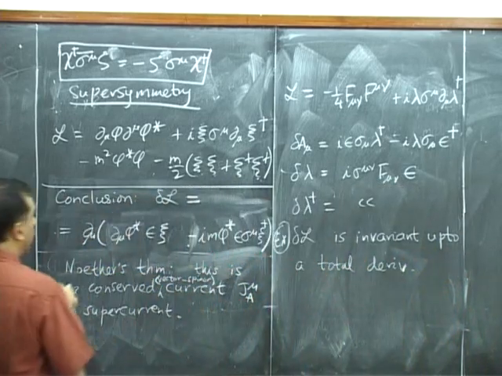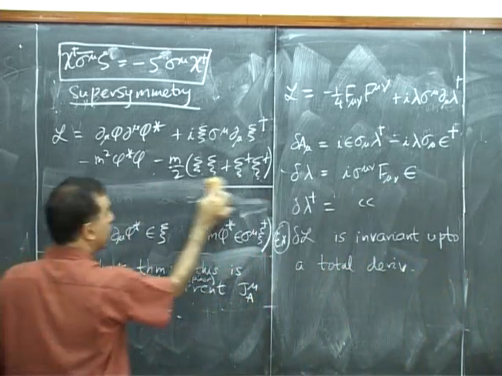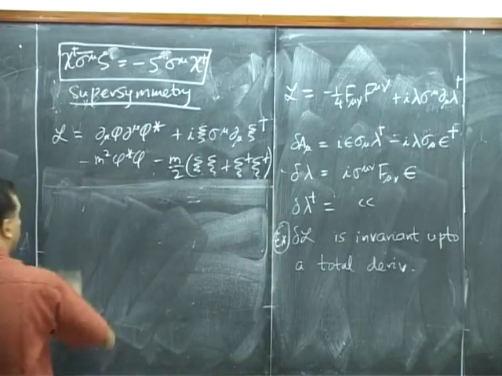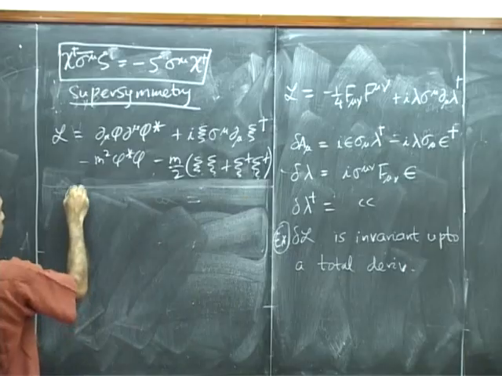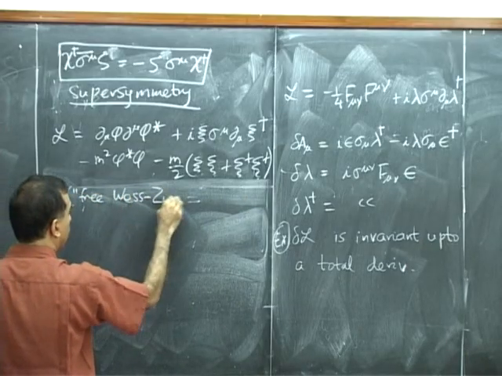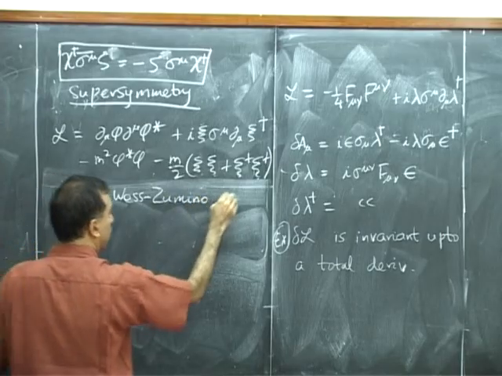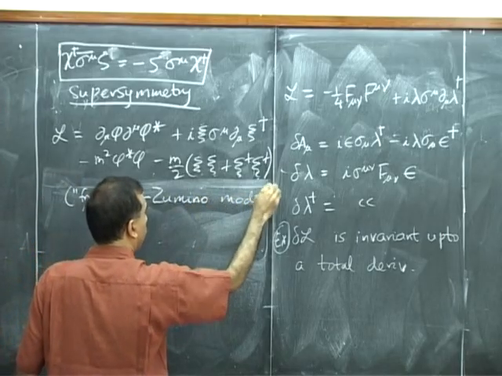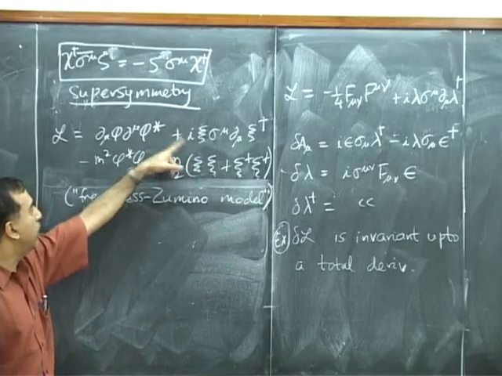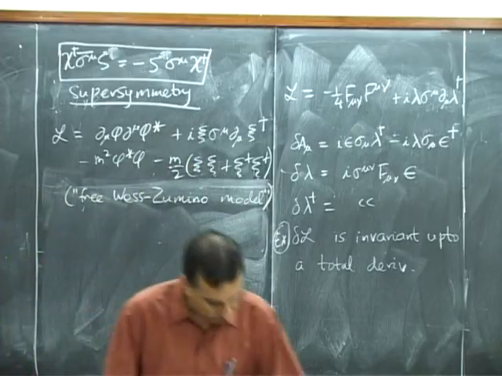Okay. Now let's get back to this one. Just to give it a name, this is called the free Wess-Zumino model. That means that there will be an interacting version of this. And it's just a model involving one Weyl spinor and one complex scalar.